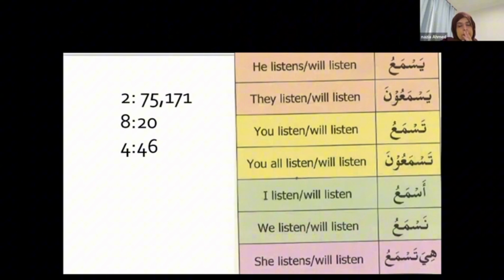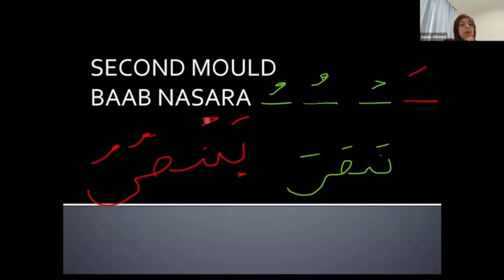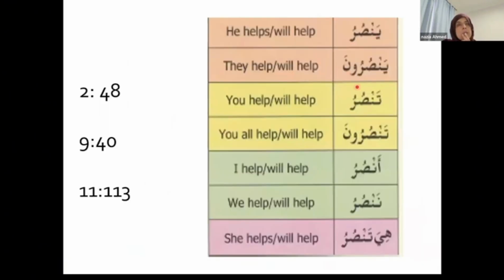So now, look at this now. So what do you think now? Which bab is this? Yarhamu. Bab fatha, because it's got fatha on it. Very good. Okay, now, second mold, bab nasara. Yansuru. How do I recognize it? Kalima ain has got dhamma on it, pesh on it. Yansuru. Bab nasara yansuru. Yansuru, yansuruna, tansuru, tansuruna, ansuru, nansuru.